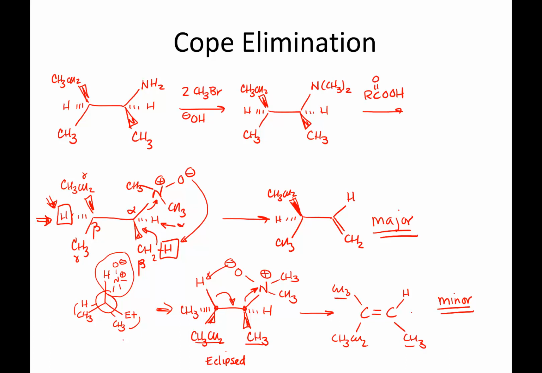What's similar about Hofmann and Cope is that they both produce the double bond that is least substituted. What is different is that Hofmann goes through an anti-periplanar geometry and Cope goes through a syn periplanar geometry. But both will give the same major product, which is the double bond to the least substituted carbon, or the carbon with the most hydrogens. Okay, so that ends chapter 23.